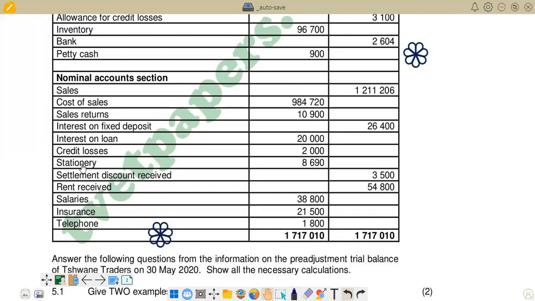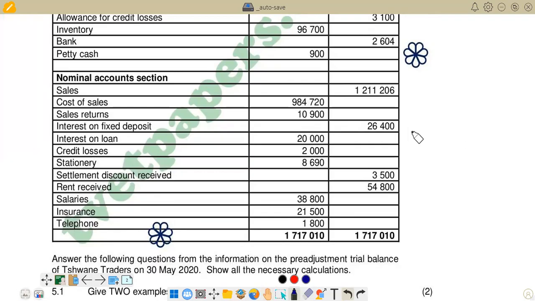If you go down, you'll find that credit losses is an expense. Credit loss is an expense. Remember, these are bad debts, so they come as an expense under operating expenses in the income statement. Then we go to stationery. Stationery is the one that is excluded, so we leave it. And then you go down, you see that we also have salaries is an expense, insurance is an expense, telephone is an expense.